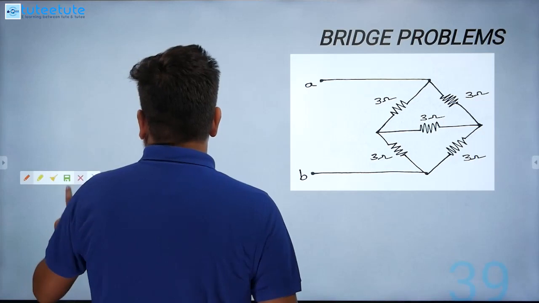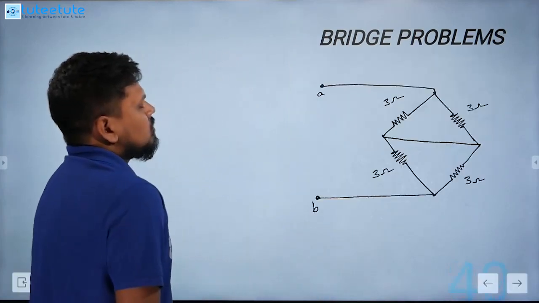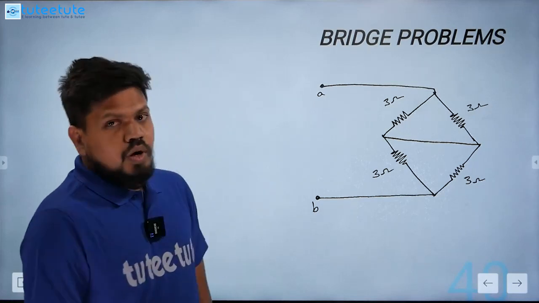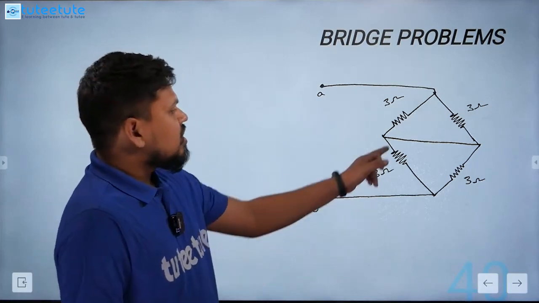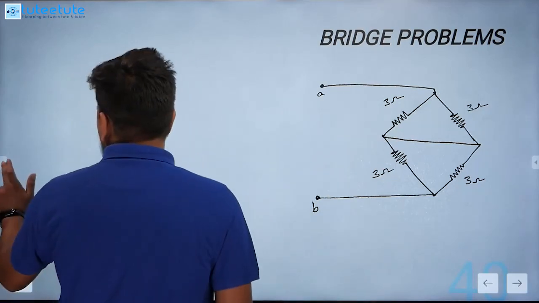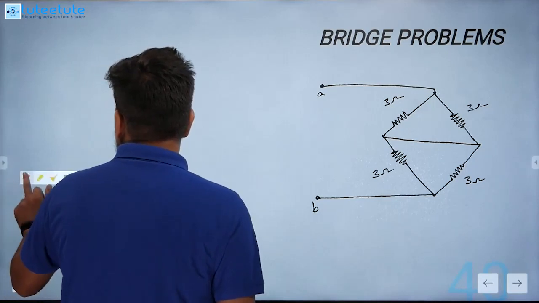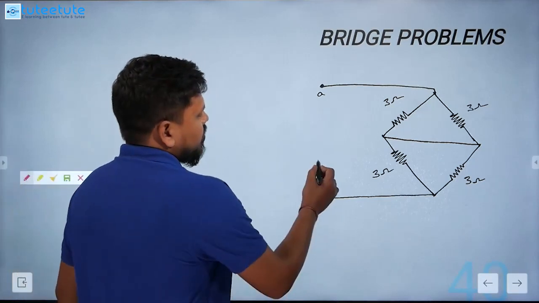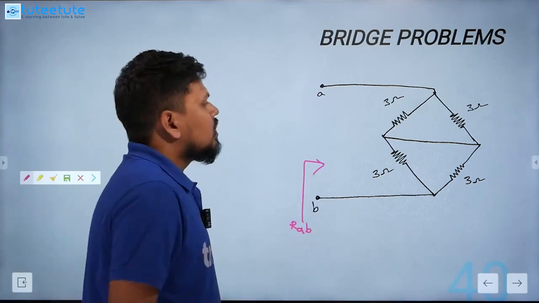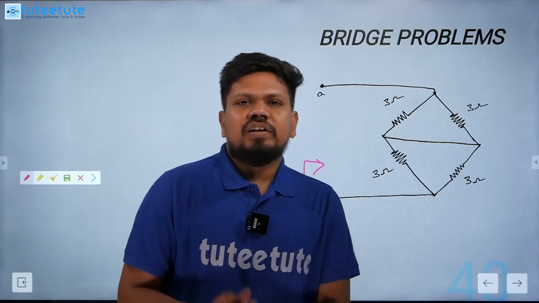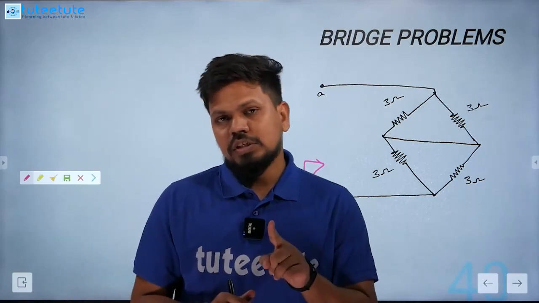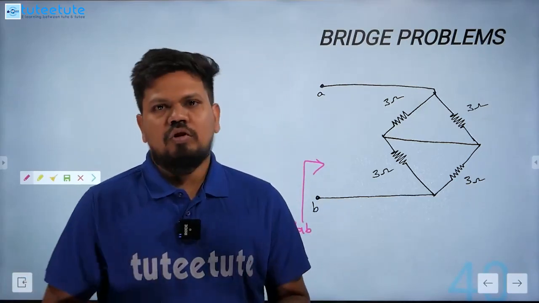So next problem. This is the problem they have given. It is the same as the previous problem, but in the middle, instead of 3 ohms, we have a short circuit. For this problem, we have to calculate the equivalent resistance between the terminals A and B, that means RAB. Remember, every time we first have to see whether it is a bridge network or not.